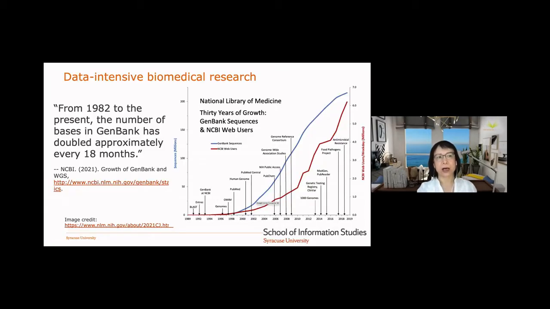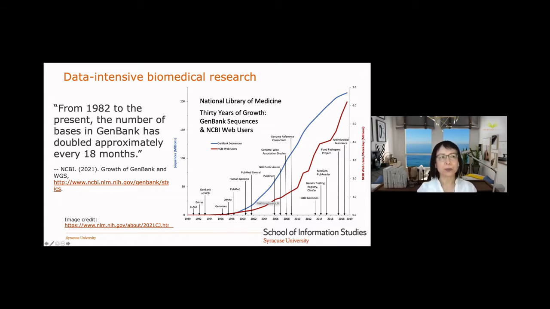I'm citing this figure from NIH, and in that NCBI article, each year for each GenBank data release, they publish an article to go with the release. So in the one published recently, they said from 1982 to the present, the number of bases, that's the DNA sequence or genetic sequence base pairs, in GenBank has doubled approximately every 18 months.